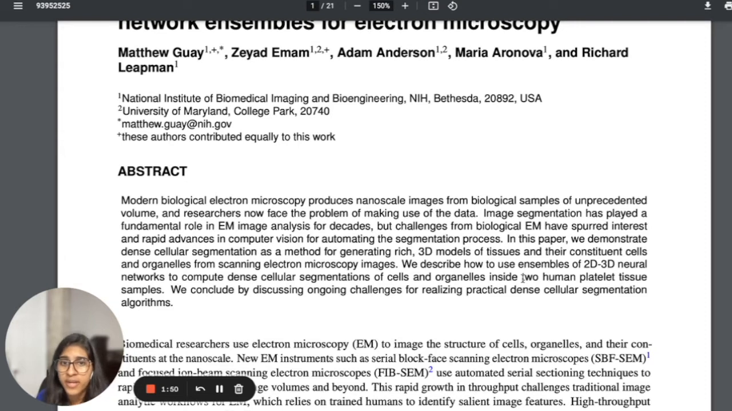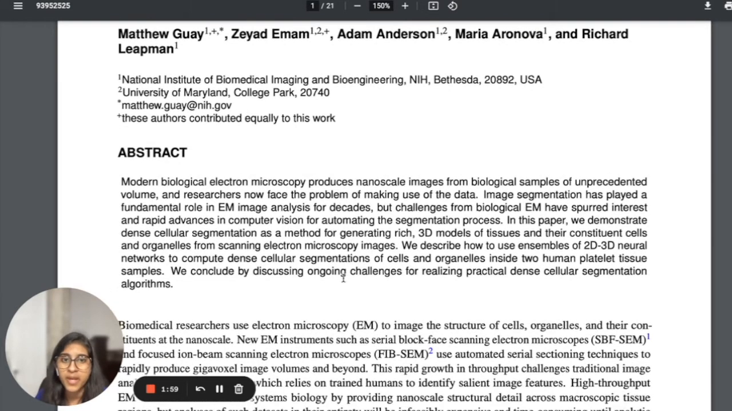And they want to generate rich 3D model segmentations of tissues and their constituent cells and organelles from these electron microscopy images. And because of this, they want to use ensembles of 2D to 3D neural networks to compute this dense cellular segmentation.